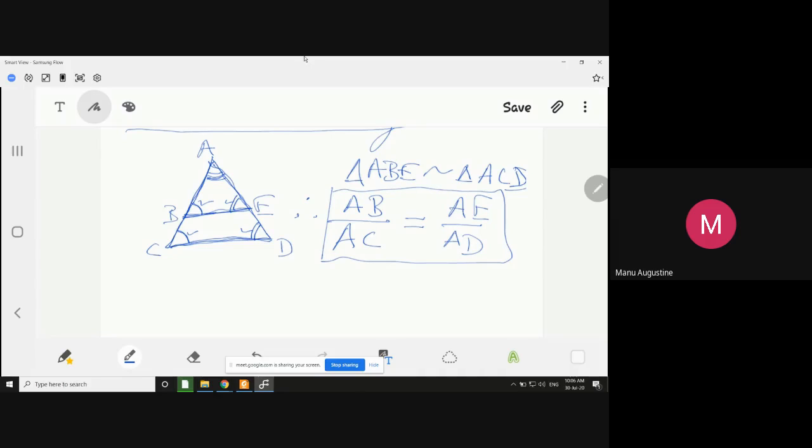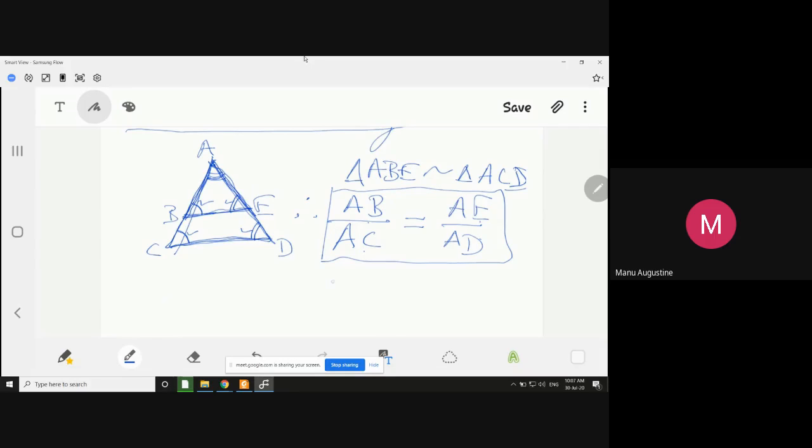It's easy to remember. Take one side of the smaller triangle, AB. The corresponding side of the larger triangle is AC. Take the ratio of these two. Take any other side of the smaller triangle again, so let us say AE, and the corresponding larger side of the other triangle is AD. Take the ratio of these two.